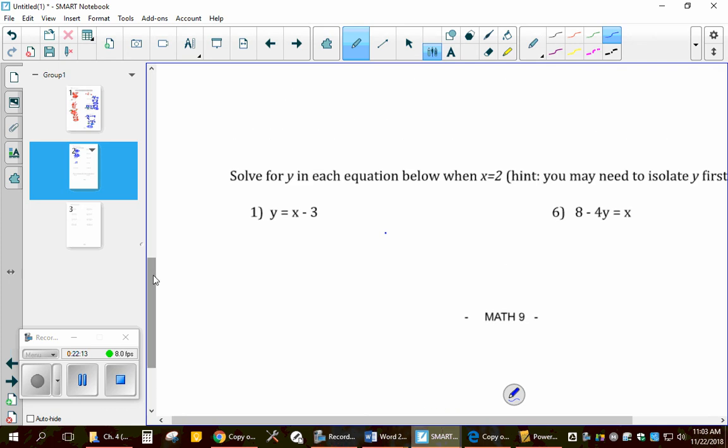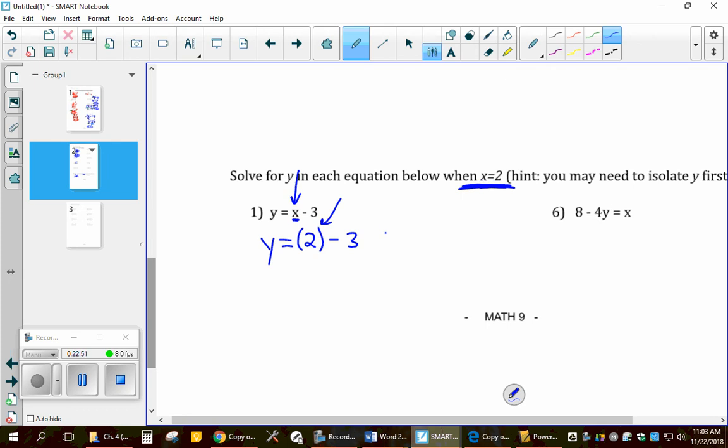It says solve for y in each equation below when x is equal to 2. So what this means, when x is equal to 2, is that this x right here shouldn't be an x anymore. It means we should go y is equal to, and then instead of an x, I'm going to make it a 2. So it's going to be 2 minus 3. One thing that I do quite a lot, especially when they get harder, is I put it in brackets like this, right? So everywhere that there was an x, I put, in brackets, the number they want us to put in.